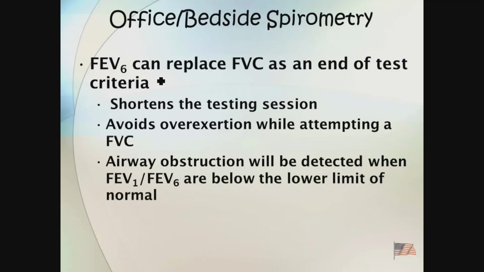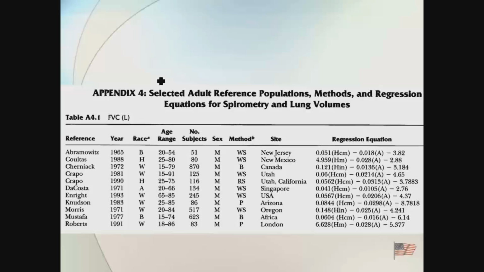ATS says you can use the FEV6 instead of the FVC. After 6 seconds, you probably got a maximal effort out of that. There's not going to be a huge amount of difference in most patients. And it also then shortens the testing session and doesn't really drain the energy on the part of the patient. If you truly have obstruction, you'll see it with the FEV1 to FEV6 ratio, as you would with the true FVC. All kind of spirometer predicted values that are there.